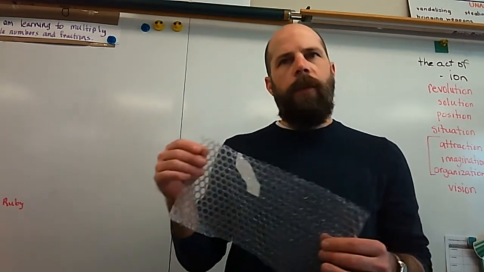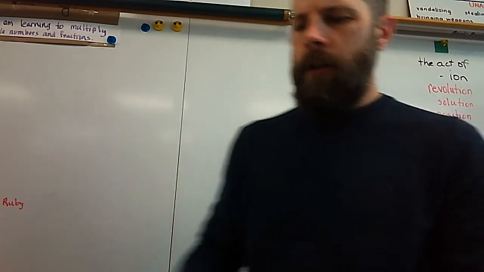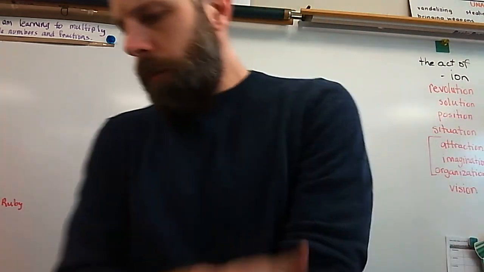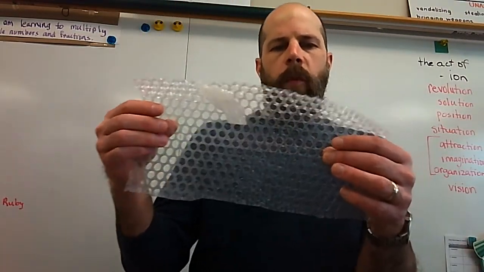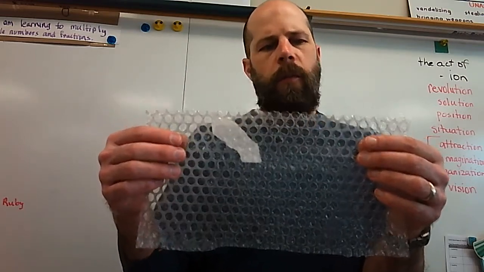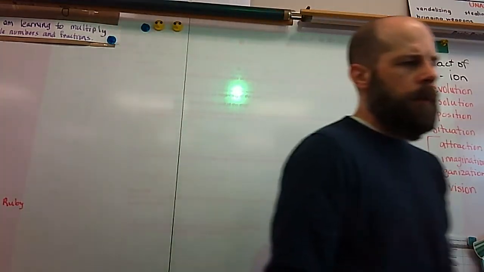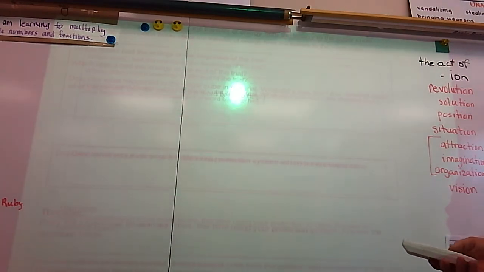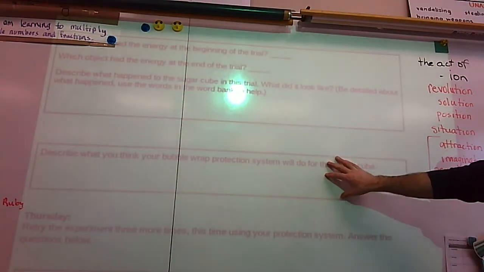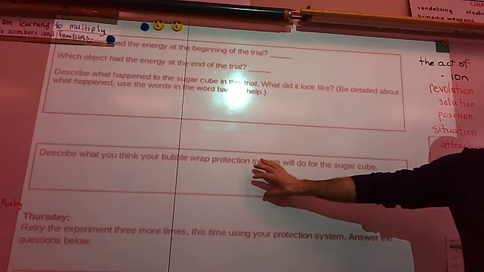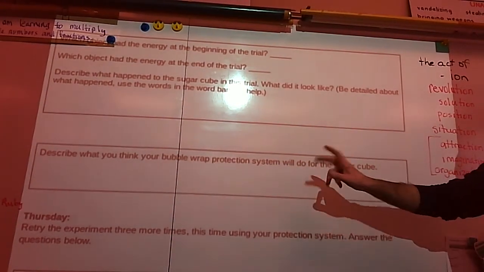What you'll do is, after you've filled out the top part of that collision sheet where you talk about what you noticed from the experience, you're going to talk with your group again, meet up and discuss what you would want to do with this bubble wrap to make that sugar cube more protected. After you've talked about it, you're going to go back to this note sheet and fill in this box where it says describe what you think your bubble wrap protection system will do for the sugar cube. What do you think is going to happen? You can also use this box to explain how you're going to use your bubble wrap.